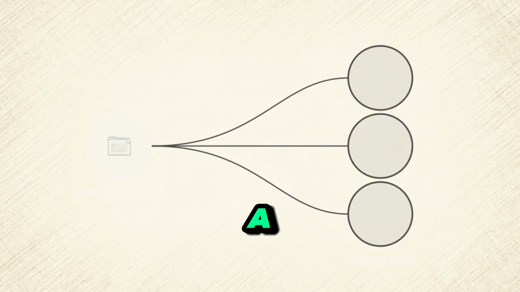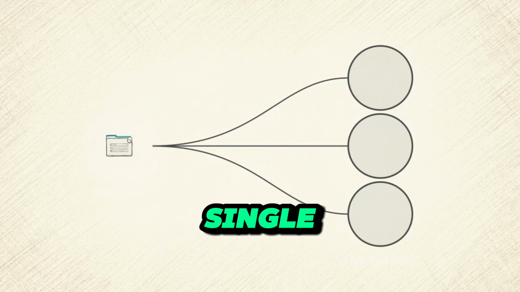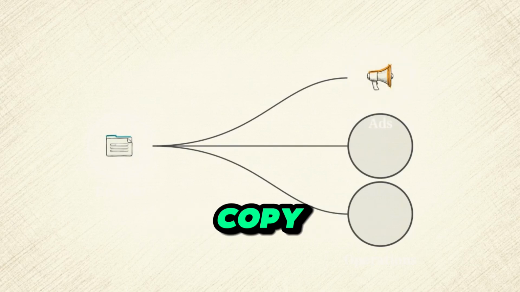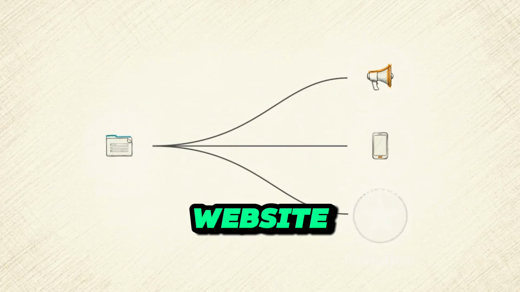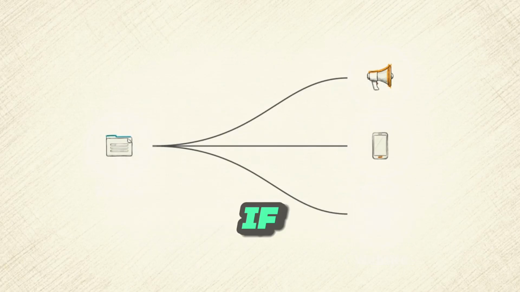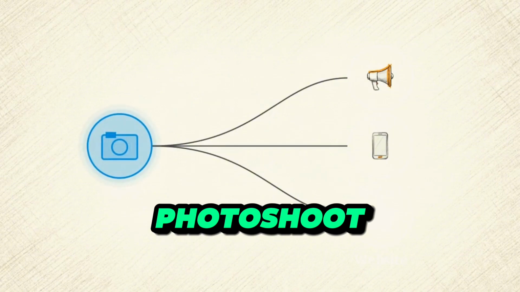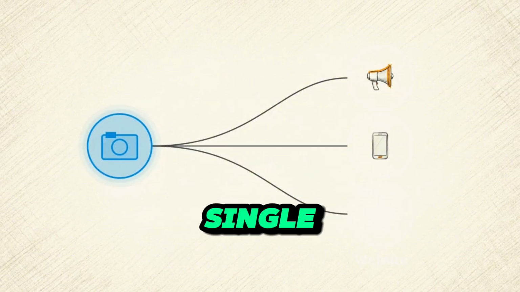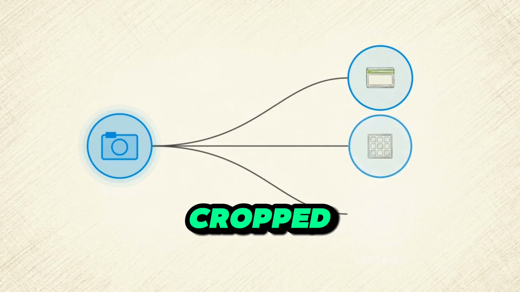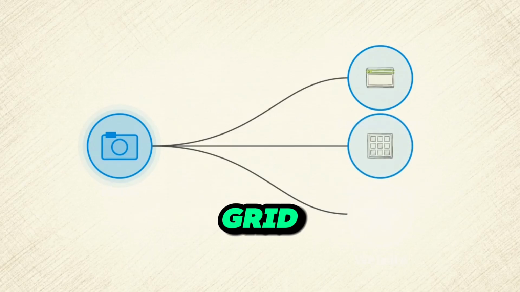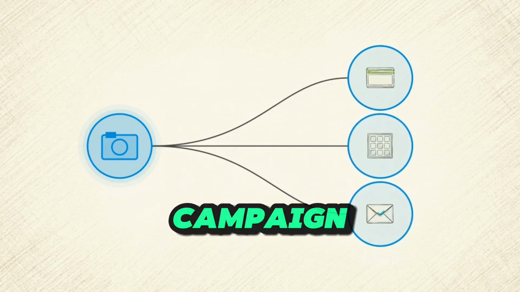If you selected a glowing customer review, that single piece of text branches out. You format it into advertising copy, you turn it into a social media post, and you place it on your website as a dedicated testimonial. If you started with a product photo shoot, the paths shift. That single image becomes the hero graphic on your landing page, a cropped asset for your social media grid, and the banner image for an email campaign.